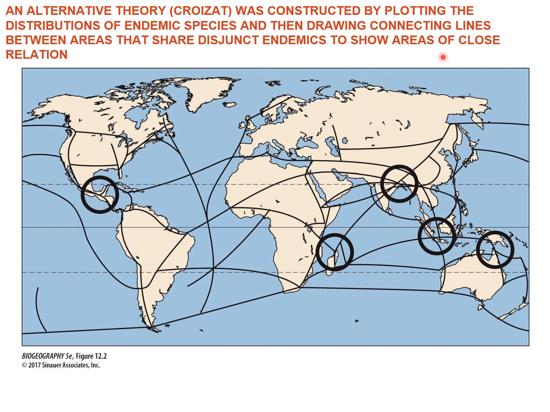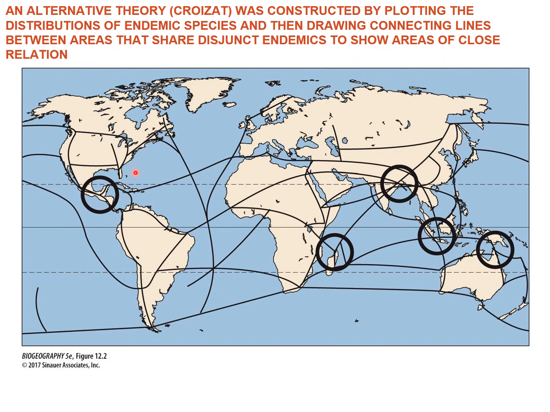And so in response to that, this guy named Crozat and a number of others, but he was the main guy, constructed this new, alternative theory called pan-biogeography. This is done by plotting the distributions of endemic species and then drawing connecting lines between areas that share disjunct endemics to show areas of close relation.